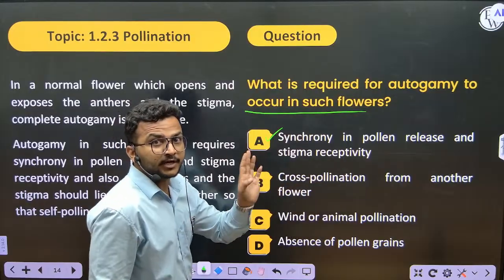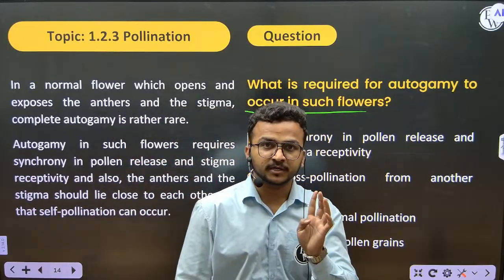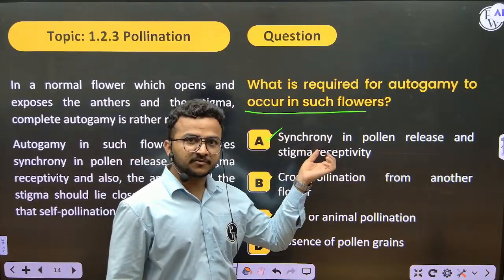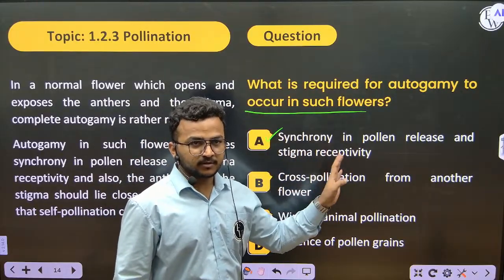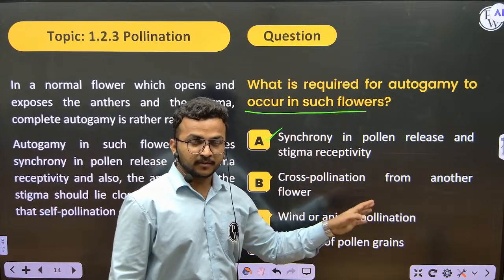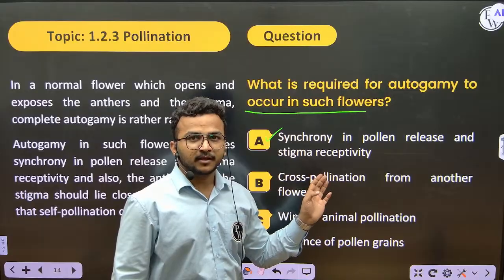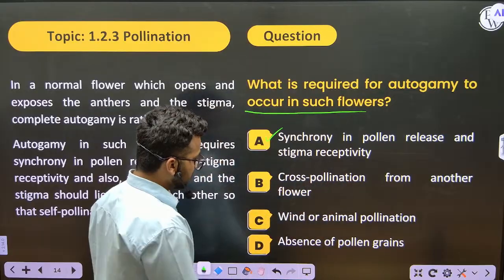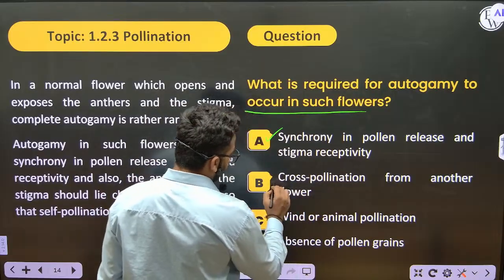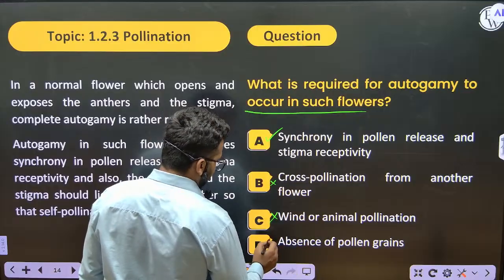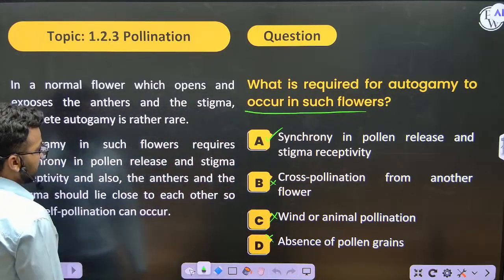It is very important to read all the options when you are attempting the NEET exam. If you get the answer in the first option, don't just pick it and skip the other three. You need to read them because there may be a more appropriate answer among these three also. Cross pollination from another flower? No. Wind or animal pollination? No. Absence of pollen grains? No. So option 1 will be the correct one.